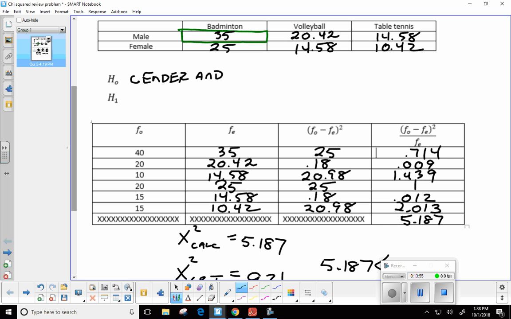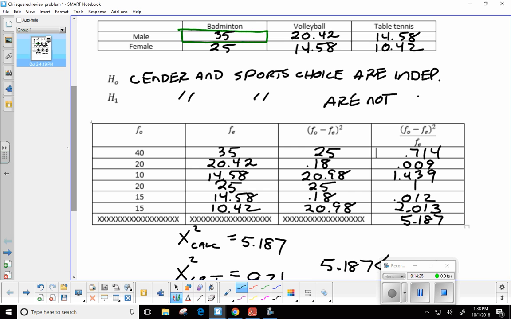Gender and sports choice are independent. Okay. And then for the alternative hypothesis, excuse me, it's basically the exact same thing, but one word. What word do you want to add? Not. So gender and sports choice are not independent. Yeah, right. And those quotation marks just so I don't have to write the whole thing over again. Okay, good. Now, any questions on this?